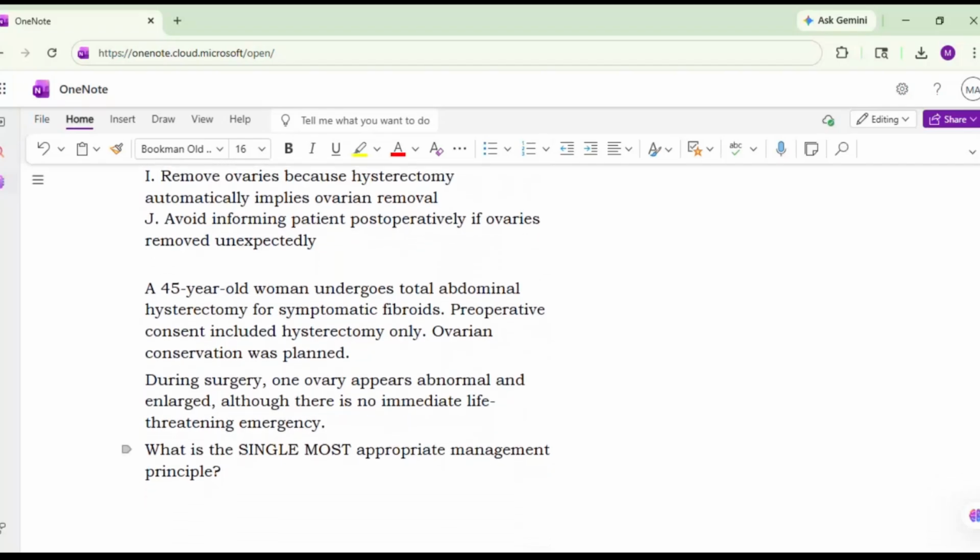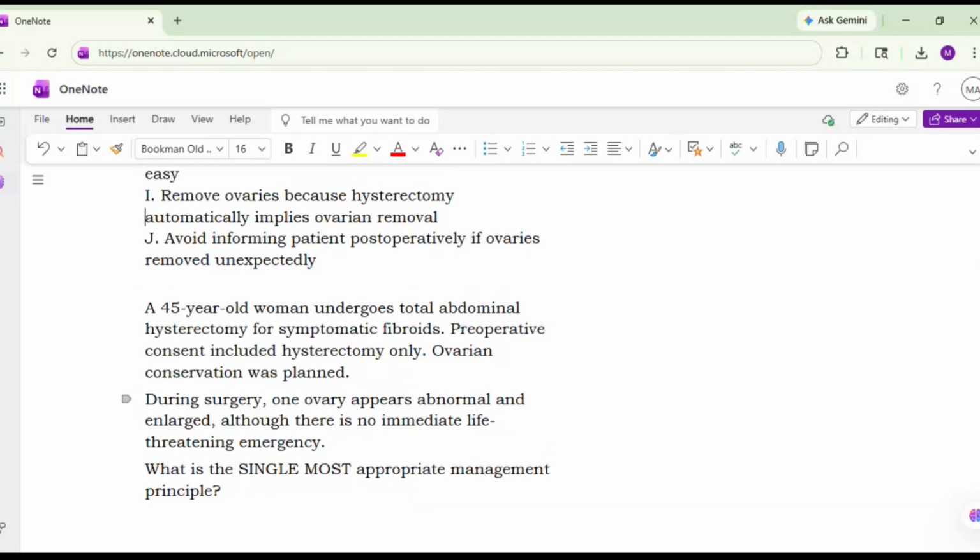Let us see. A 45-year-old woman undergoes a total abdominal hysterectomy for symptomatic fibroids. Preoperative consent included hysterectomy only. Ovarian conservation was planned. During surgery, one ovary appears abnormal and enlarged, although there is no immediate life-threatening situation. What is the single most appropriate management principle?